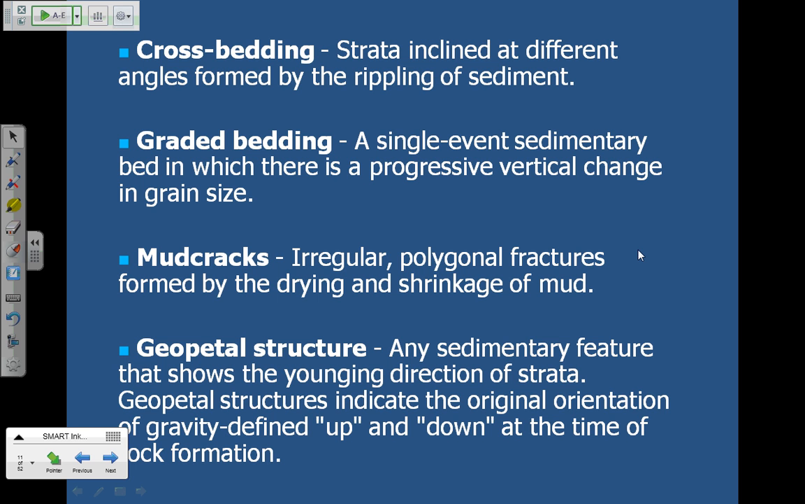So, what does it tell us if we have graded bedding, which we have a bed something like this, and then we got big particles on the bottom, and then as we move up, they get smaller and smaller and smaller. What does that tell us? It tells us that we have high energy here, okay? Then as we go up, that energy decreases. Okay, so that can give us a clue.